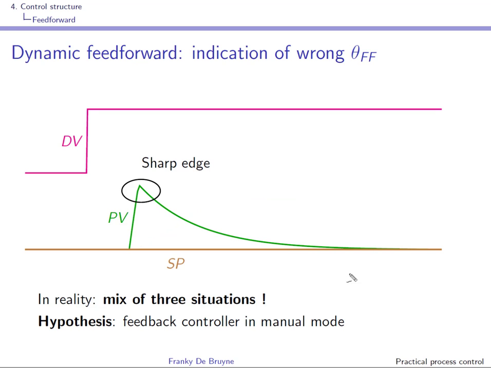We'll again look at a step-like disturbance on DV. Again, we assume that the controller is in manual mode and that PV is on set point before we see this step-like disturbance. And we have here the response on PV. PV goes back to set point, which means that the feed forward gain has been chosen properly. But you can see here this sharp edge on PV, and this is indicative that the delays in the two influence paths do not match. And this is an indication of a wrong delay in the feed forward.